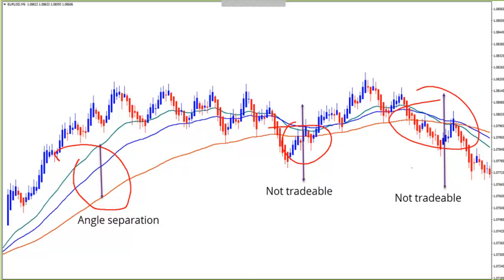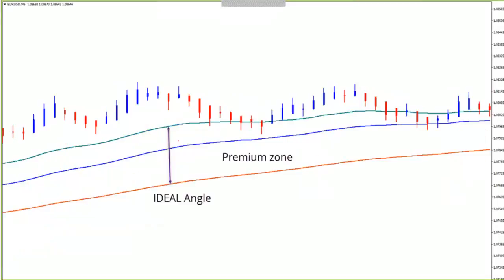Okay, so this angle separation of EMAs will tell us if the market is tradable or not. This is the ideal angle, guys, when you have all of these 3 EMAs perfectly aligned. This is the so-called ideal angle. And have in mind that at the bottom zone of the EMAs we also have the premium zone.